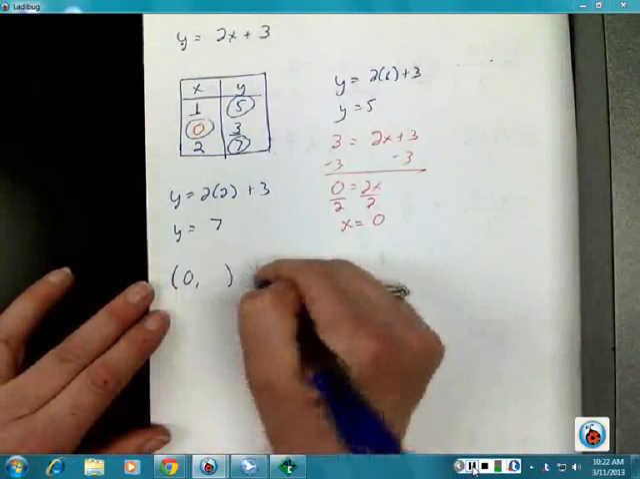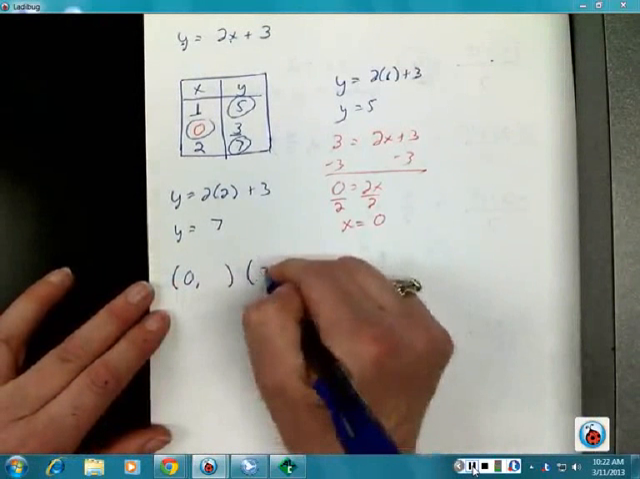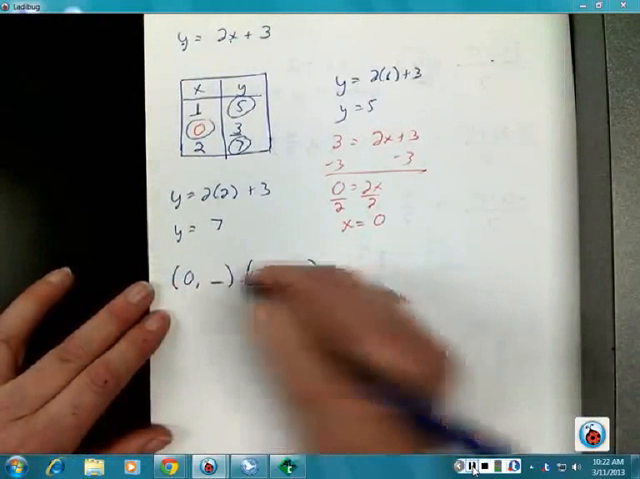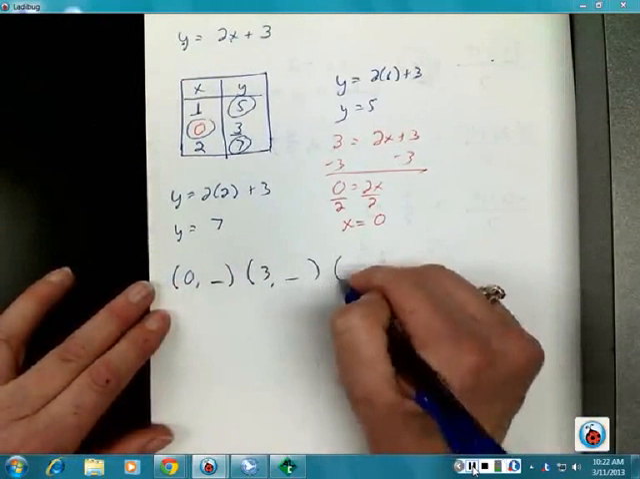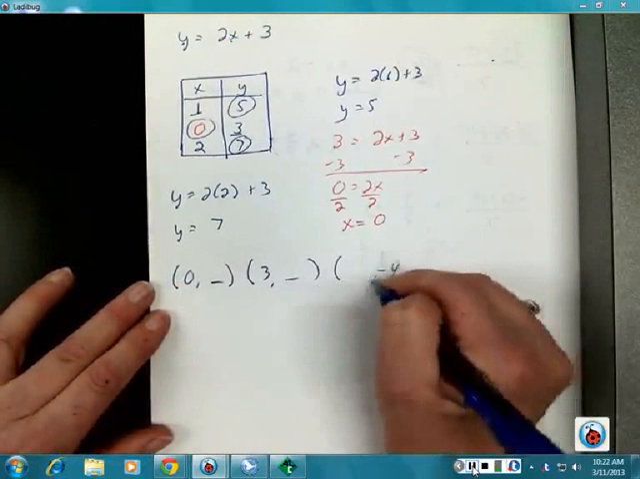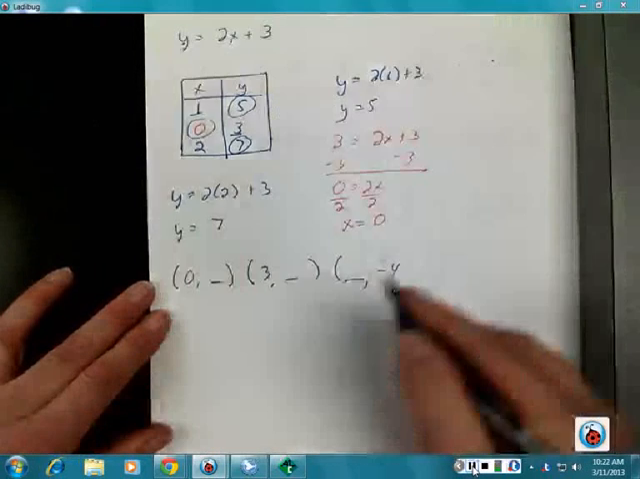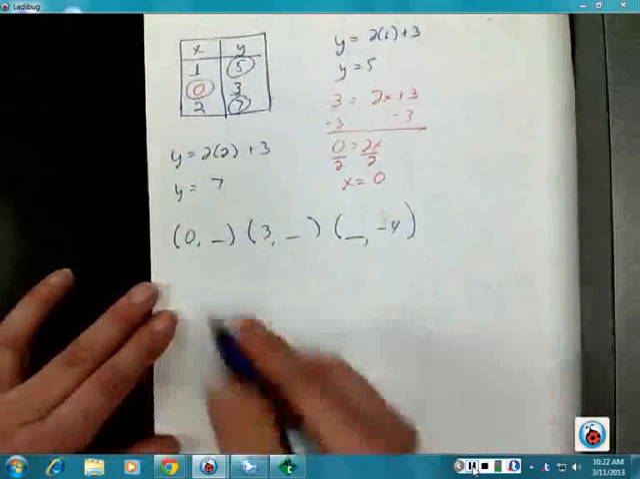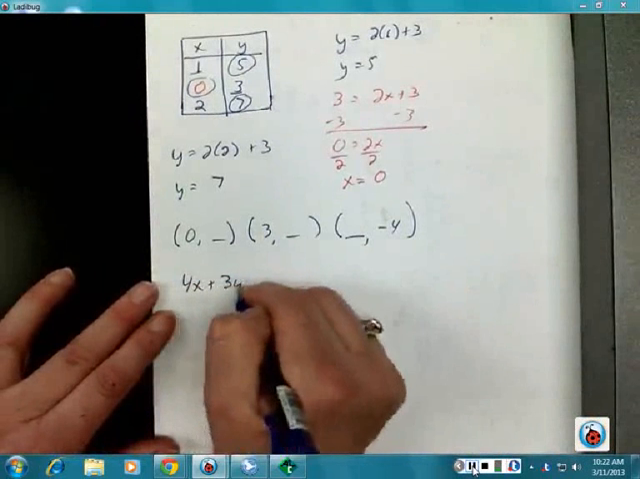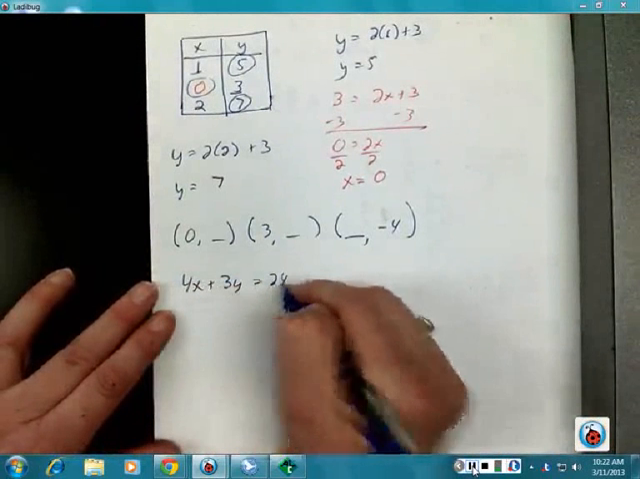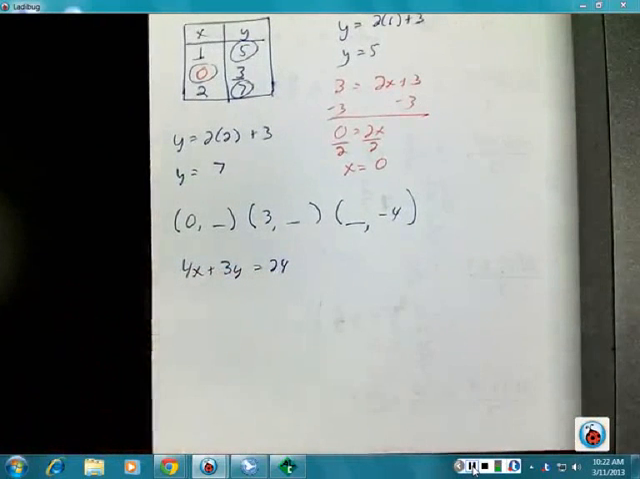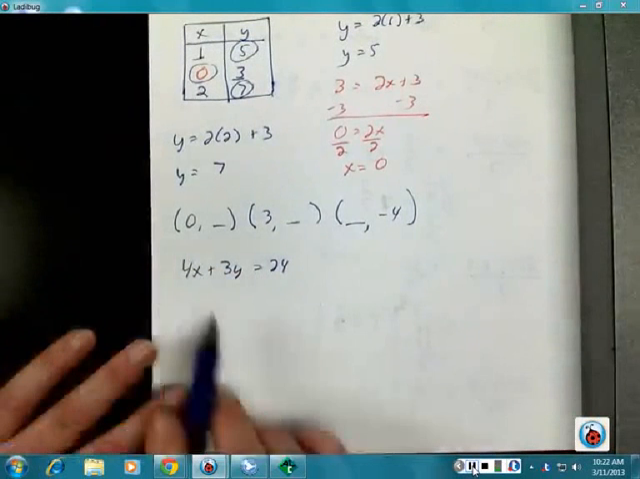They may also give you ordered pairs. 0 something, 3 something, and negative 4 with something missing up the front, and give you the equation of 4x plus 3y equals 24. So it may say find the missing pieces in these 3 points that you're given for this equation.